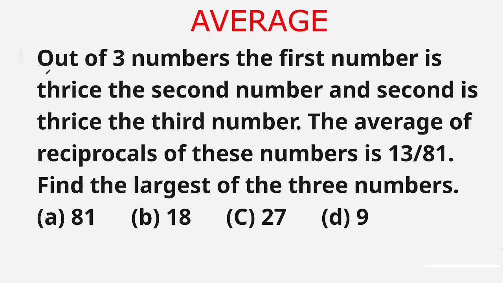Our question is, out of 3 numbers, the first number is thrice the second number and the second is thrice the third number. The average of reciprocals of these numbers is 13/81. Find the largest of the 3 numbers. The given options are option A 81, option B 18, option C 27, option D 9.